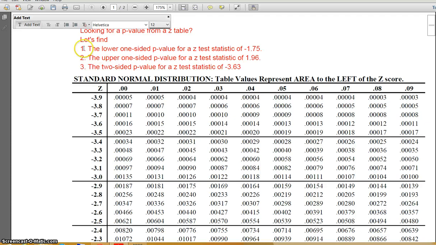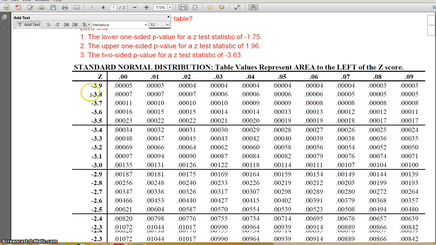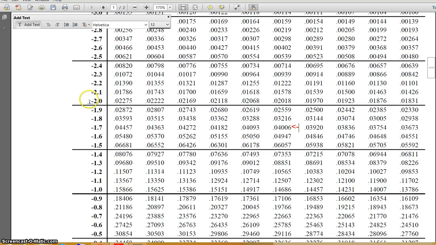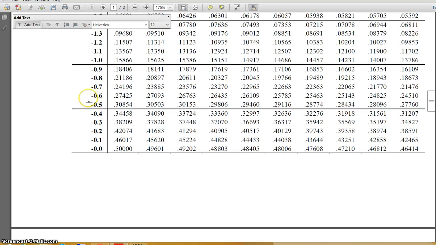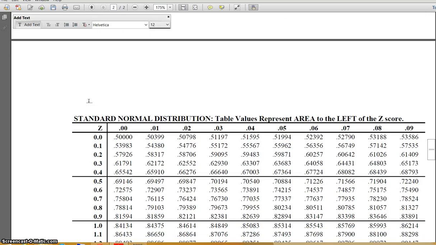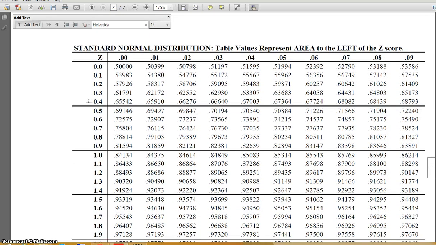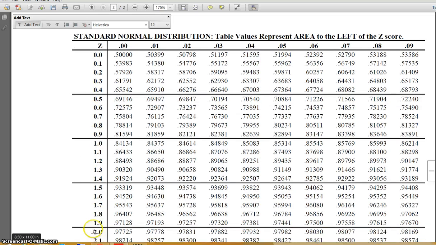Okay, so again, we go through the same format. We scroll down the z column until we find the positive 1.9. There it is, down here at the bottom, 1.9. And then we scroll across until we find 0.06. Okay, so this is the number that we need here. So 0.97500. Okay, so is this the p-value for the upper one-sided p-value?